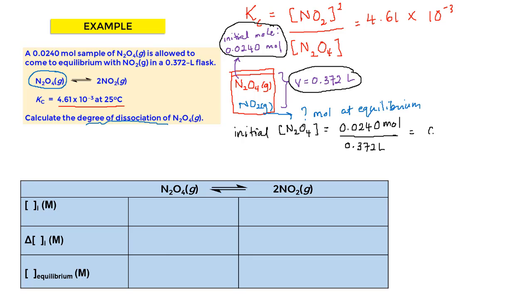So, when you calculate the initial concentration of N2O4, you will get, suppose, 0.0645 molar. So this is the initial concentration of N2O4. So initial concentration itu kita masukkan ke reaction table. Letak bahagian 0.0645 molar.